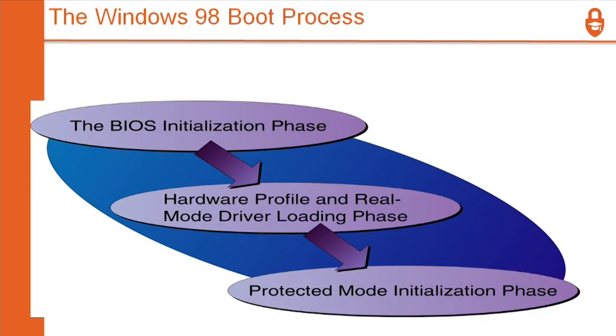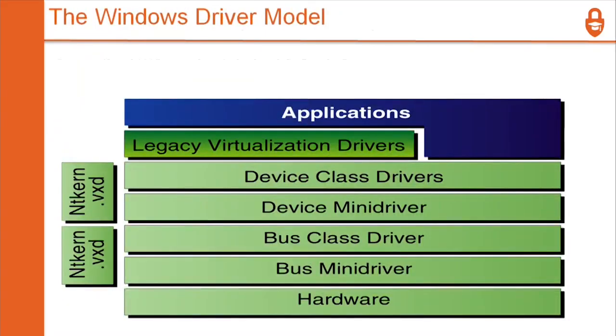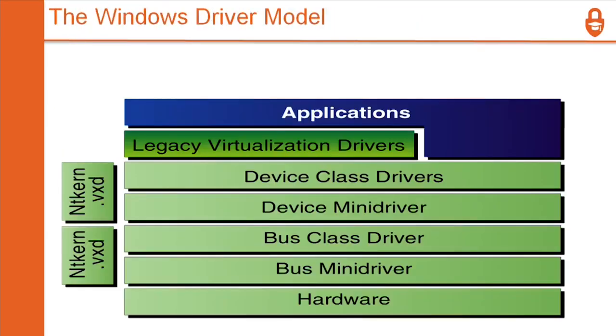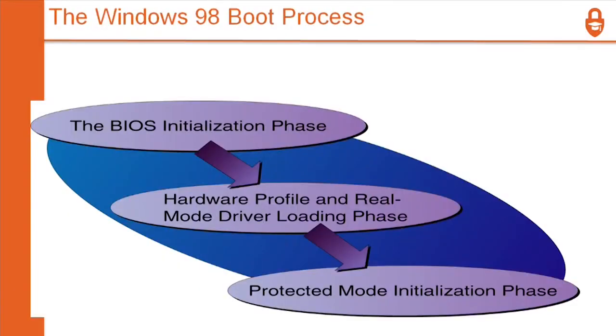So we use the BIOS to initialize the hardware, and so we have the BIOS initialization phase to get all the hardware set up. And then we have the hardware profile and real mode driver loading phase. So we load the real drivers and stuff like that. We talked about that, the first 640K of the computer. And then we have the protected mode initialization phase. So remember this picture? See how we have privilege mode, kernel mode, that protected mode? It starts at the top and works its way down. Then the applications and stuff are loaded.